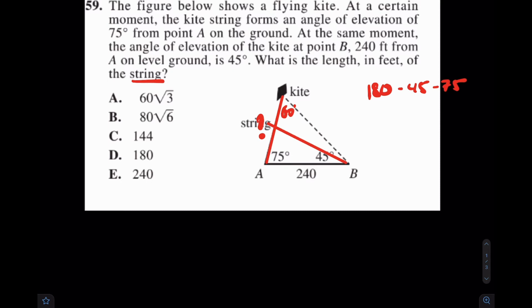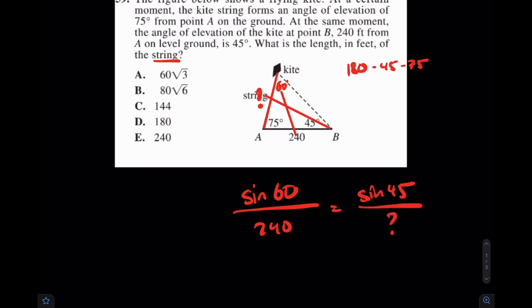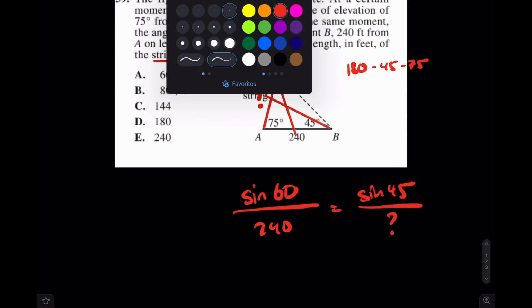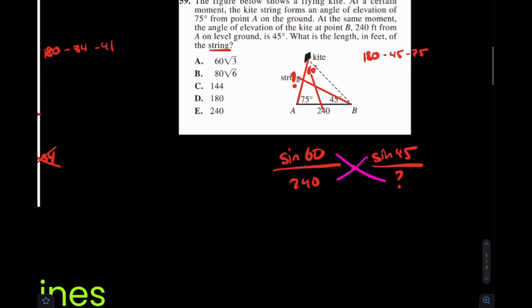In that case, you can create a proportion. You do have a set of pairs. There's a pair right there. I understand that this is going to be sine of 60 over 240 equals sine of 45 over question mark. At which point, we're going to make a nice cross multiplication, and we have 240 sine 45 equals question mark sine 60. Now, divide out both sides, sine 60. Unfortunately, we actually have to do the math on this question. And now, when you do that, you should find that the answer is B.